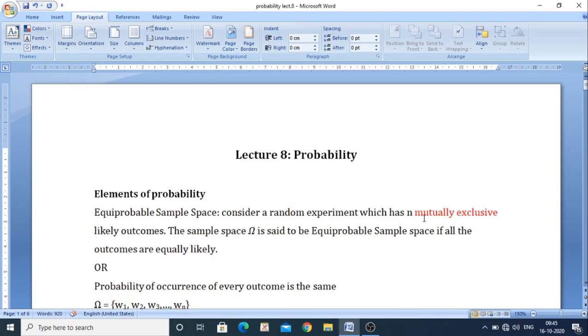We have seen that it's mutually exclusive events. Two events A and B are said to be mutually exclusive if A intersection B is equal to empty set. That means A does not depend on B or B does not depend on A. Their occurrence is totally independent. Same meaning is here, mutually exclusive likely outcomes.